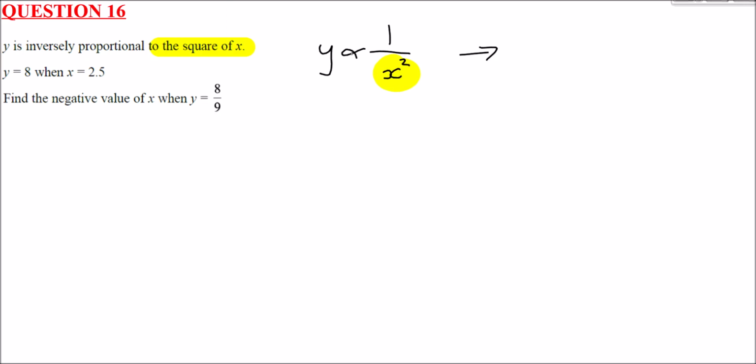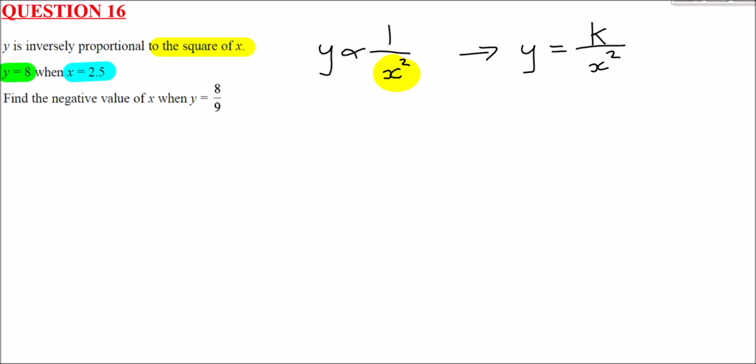We now need to replace the fish-looking symbol with an equals. So what we do here is we just replace the fish with an equals, and then we do k, where k is some constant to be found, multiplied by 1 over x squared. So we can write it as just k over x squared, because k times 1 over x squared is written simpler like this. We can then substitute in the values we know.